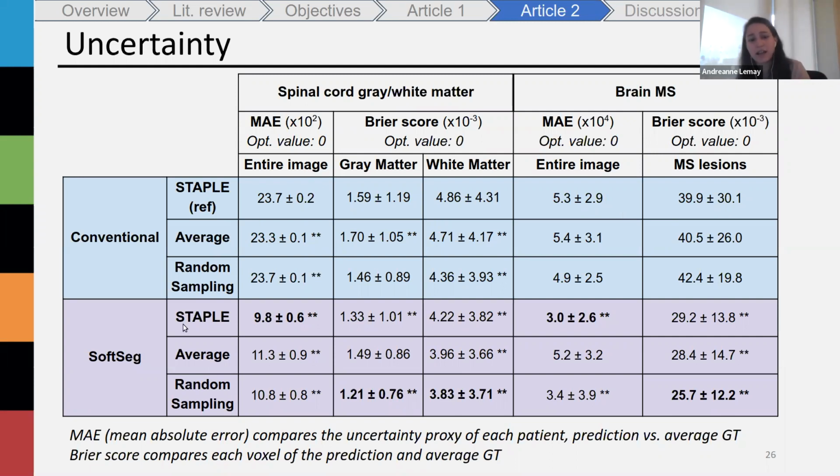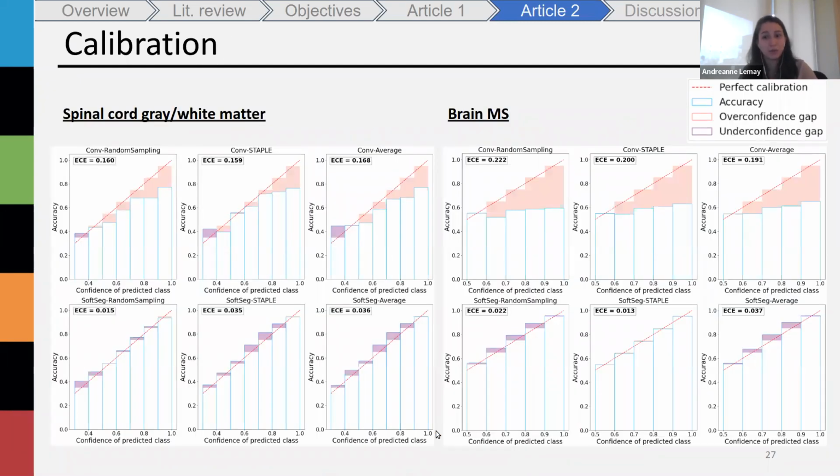However, when we look at the best label fusion method, there is no clear consensus. STAPLE was best for the patient-wise uncertainty correspondence, but random sampling was better when we looked at the voxel-wise uncertainty correspondence. So now let's move on to calibration.